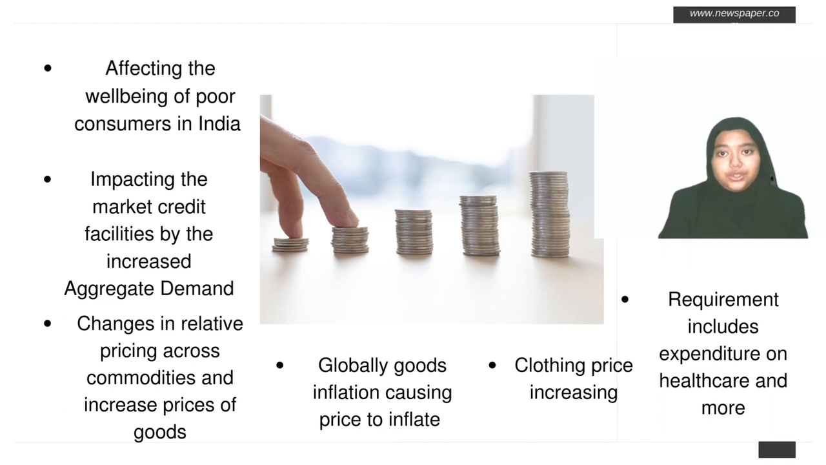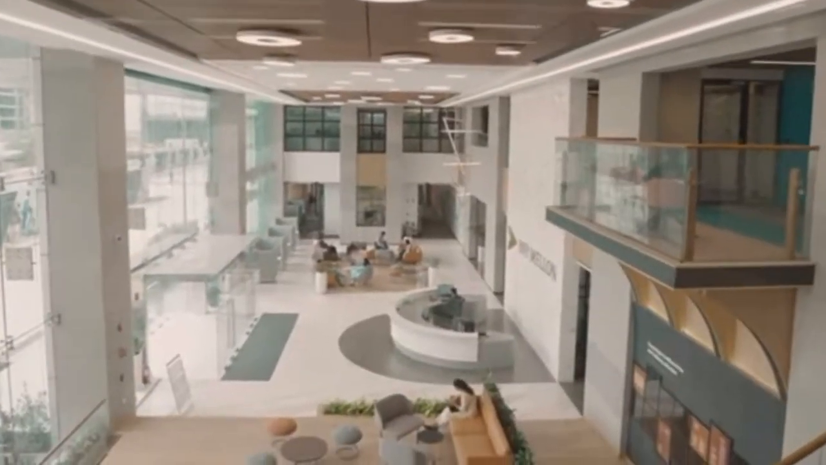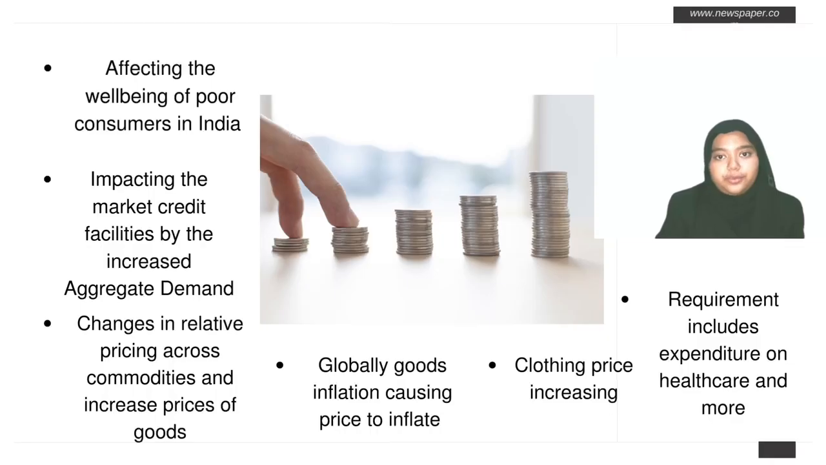Furthermore, a surge in global goods inflation causes price inflation throughout the international trade channels. Clothing prices have also risen as manufacturers raise retail pricing to offset the impact of higher raw material costs. Moreover, the requirements now include expenditure on healthcare, transportation, and education. All of this accounts for 2/3 of consumer spending, and this explains why inflation in this sector has risen.